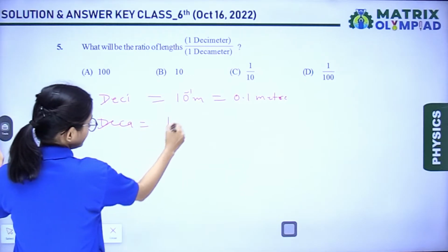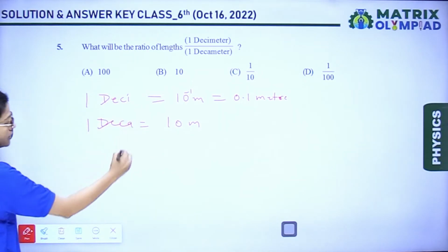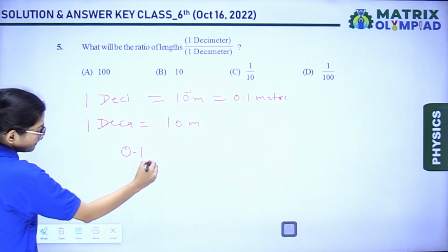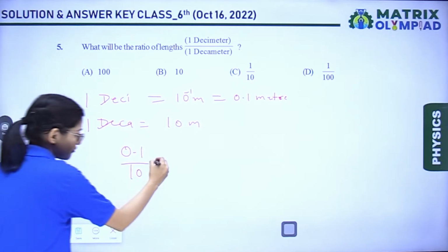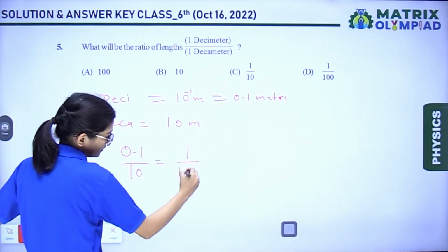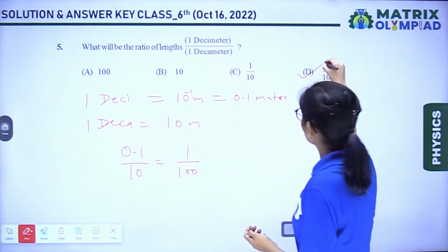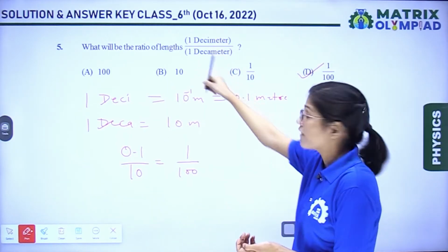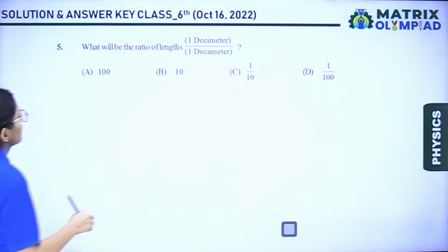And in 1 decameter, how many meters are there? There are 10 meters. If I take the ratio of both, then in 1 decimeter there is 0.1 meter, and in 1 decameter there is 10 meters. So it will be 1 upon 100. So the ratio of 1 decimeter and 1 decameter will be 1 upon 100. So for the fifth question, our D option will be the correct answer.